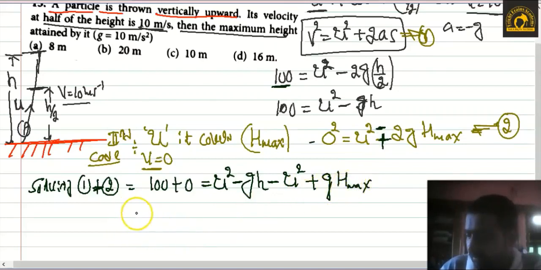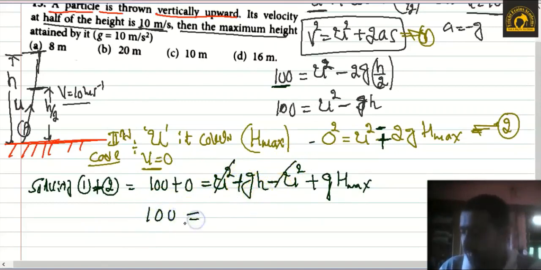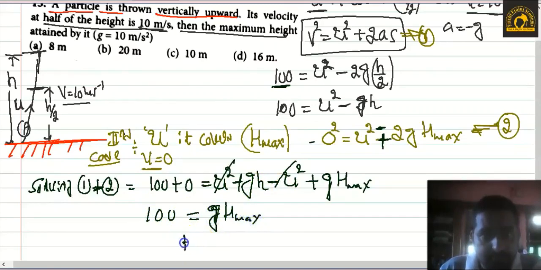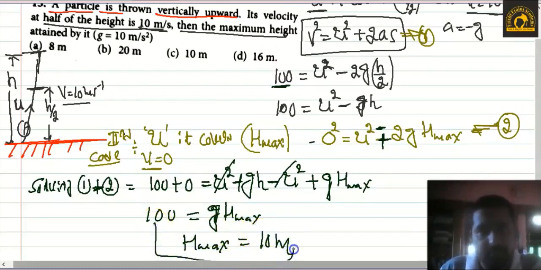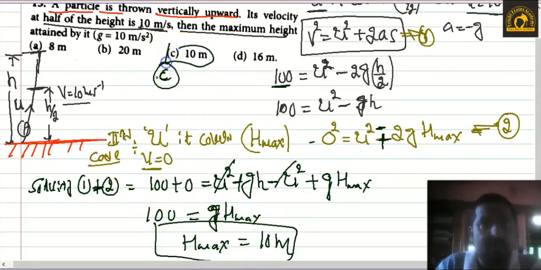So solving the equation for the height, u square gets cancelled. Then 100 is equal to g h maximum. Then h maximum height is equal to 10 meter. That is the answer for this question. Option C is the correct answer.